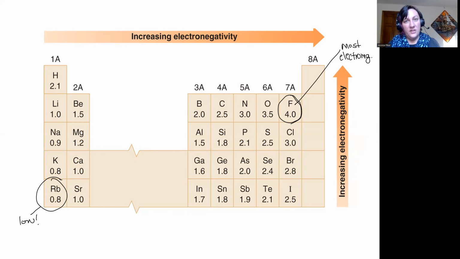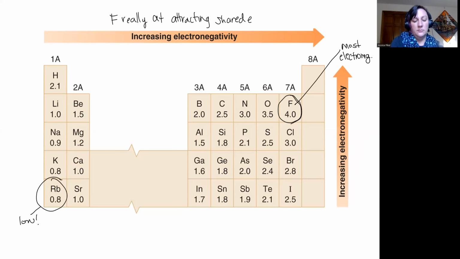Electronegativity increases as you go across the periodic table and up the periodic table. The way I think about it is the closer you are to fluorine, the higher your electronegativity tends to be. And that means that fluorine is really good at attracting shared electrons. So these values are electronegativity values, and we're going to look at the differences between these numbers to understand if a bond is polar or nonpolar.